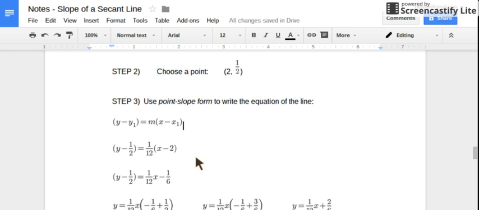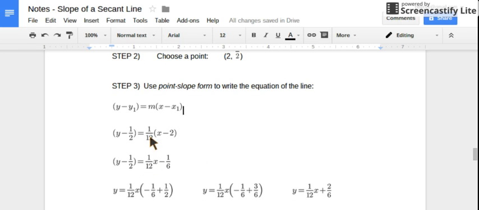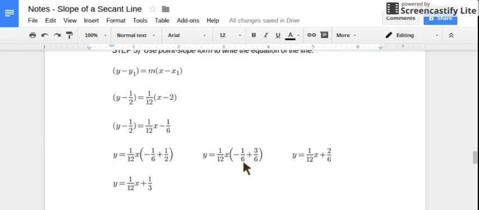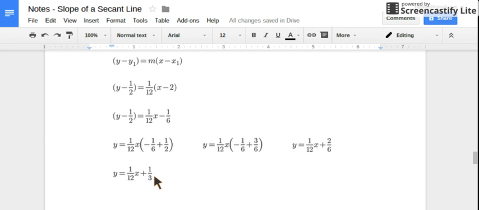We'll distribute 1/12 first. So we get 1/12 times x is 1/12 x. 1/12 times -2 is -2/12, which reduces to -1/6. Now we can add that 1/2 to both sides. We're adding fractions, so we'll get a common denominator. 1/2 becomes 3/6. So -1/6 plus 3/6 is 2/6. And our final reducing gives us 1/3. So the equation of that secant line is 1/12 x plus 1/3.